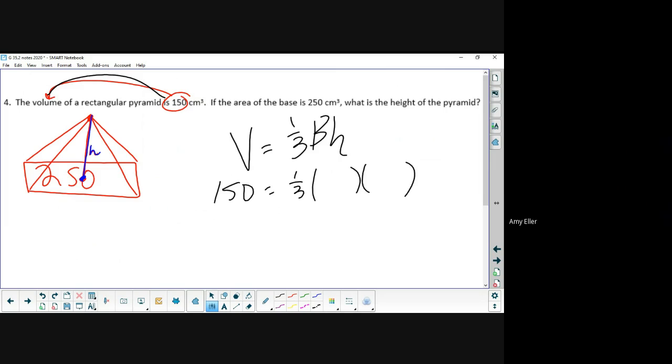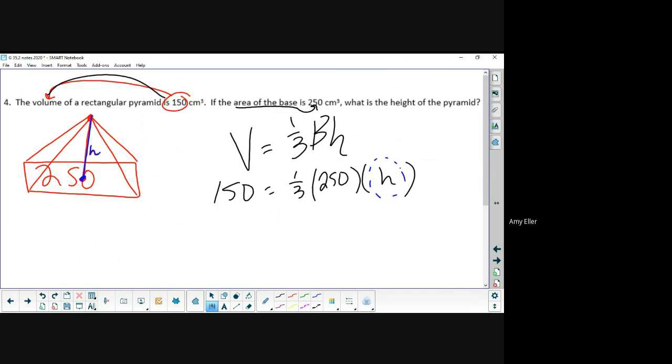Do I have to do a calculation to find B? No, the direction said the area of the base is 250. So I just get to plug in a 250. I don't know the height, but that's okay because one variable is good. We want to have one variable. We can find that. All right, we know how to solve this algebra problem. If I have two things, I need to get rid of both of them. Doesn't really matter which one's first.